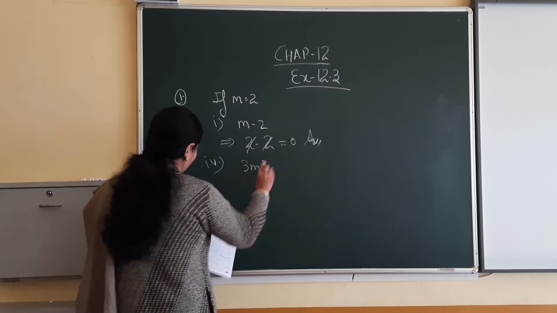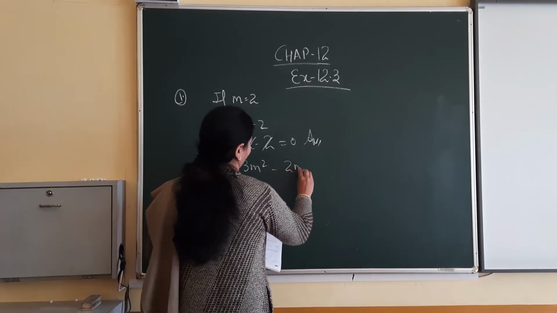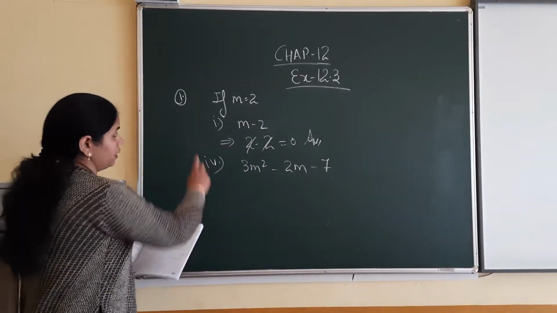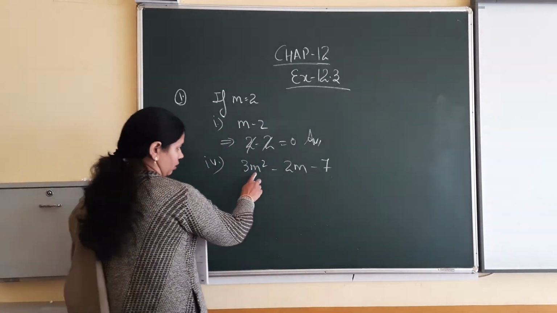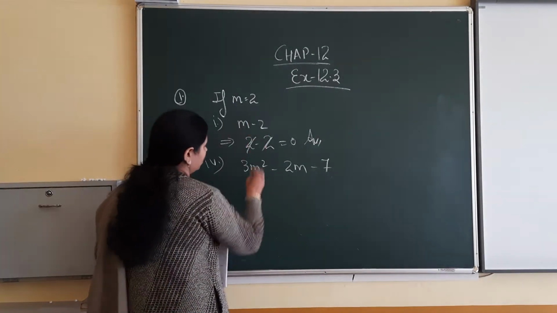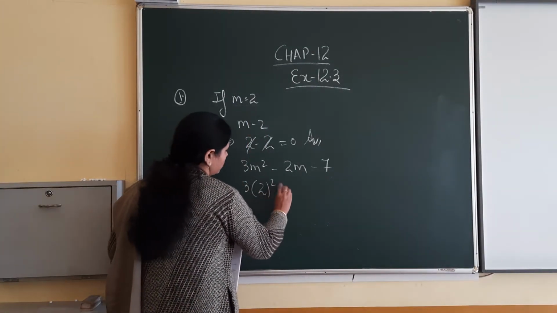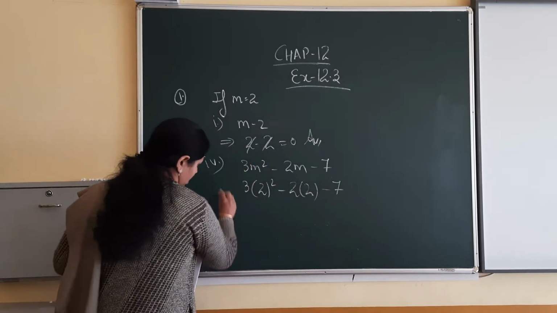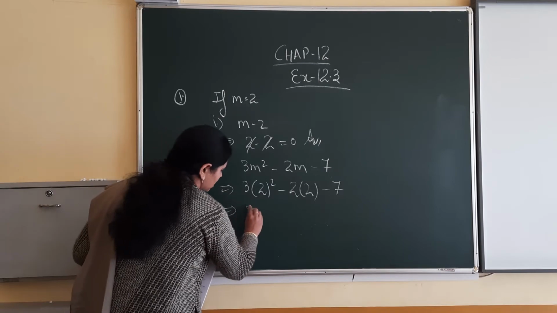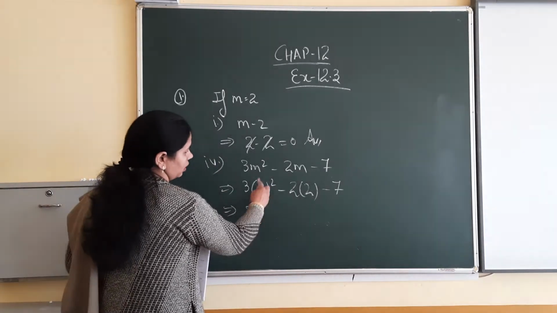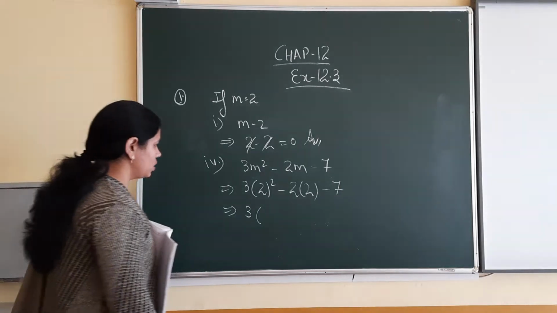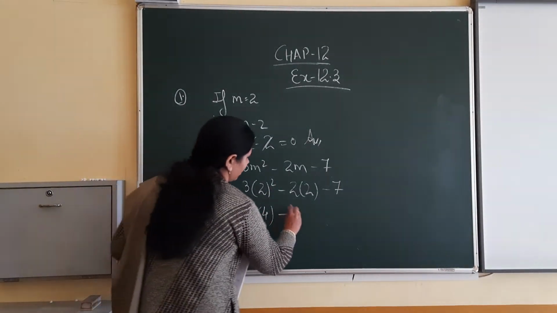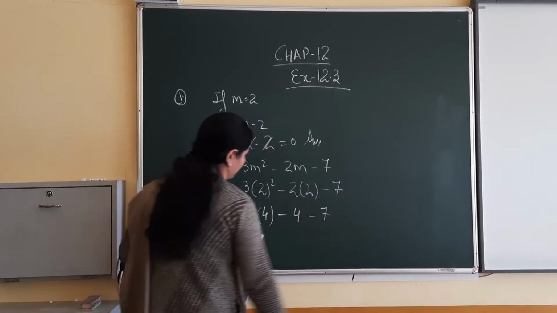Here the expression given is 3m square minus 2m minus 7. Now the value will be the same, that is 2. So in the place of m, I am going to put the value of m, that is 2. So write here 3 into (2) square, minus 2 into 2, minus 7. Now for simplification, keep this 3 as it is, and here 2 has exponent 2. So 2 2s are 4, so write here 3 into 4, minus 2 into 2, and minus 7.